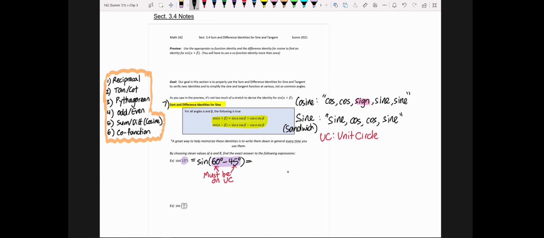Step 2, apply the identity. So for the sine sandwich, we go sine, cosine, sine. It's our sandwich. And notice the plus or minus sign stays the same. For the cosine identity, it's cosine, change the sign, sine. So for the cosine identity, you do have to change the plus or minus sign. For the sine identity, you do not. Okay, then you insert first, second, first, second.